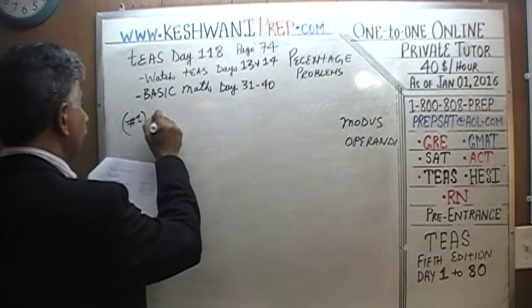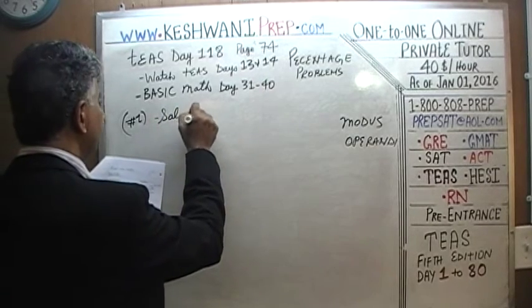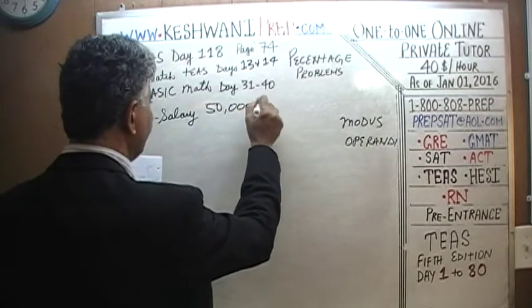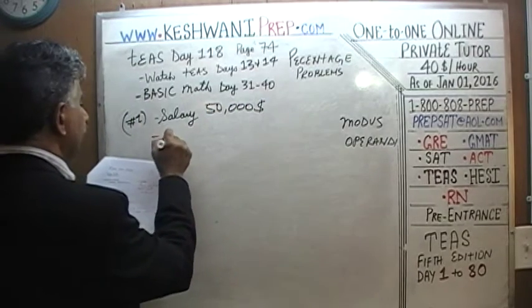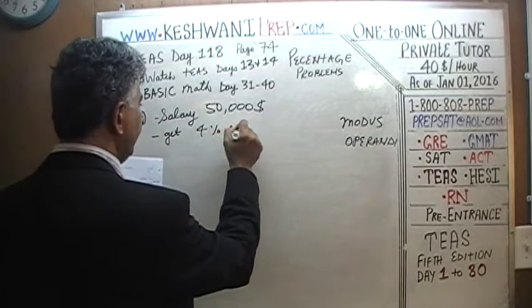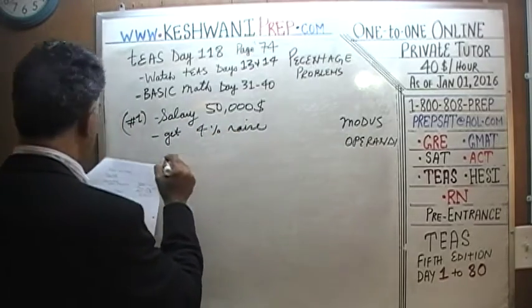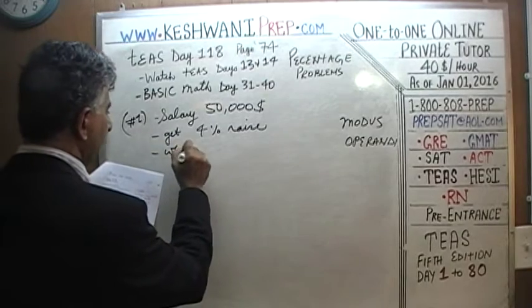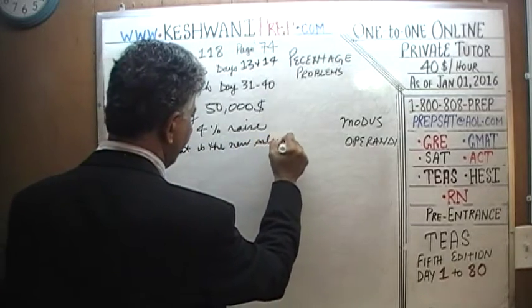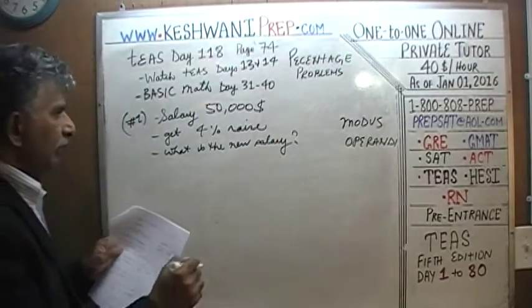Number 1. In question number 1, we are told that the salary is $50,000. We are further told that this person gets a 4% raise. The question is, what is the new salary?